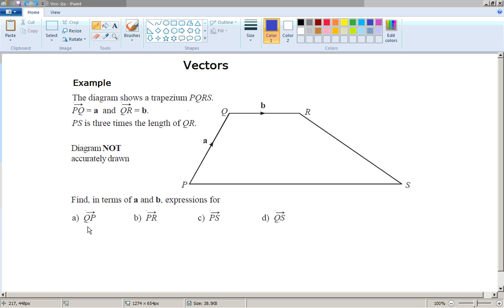So the answer to part A, QP: now P to Q is A, so if you're coming in the opposite direction, it's the same length, just the negative direction. So the answer to this is just minus A.